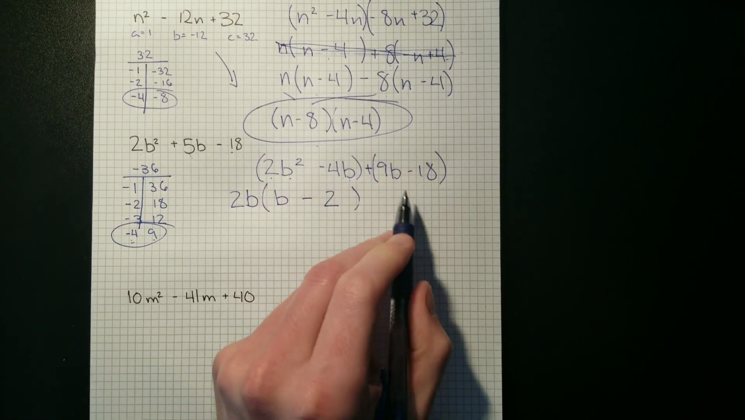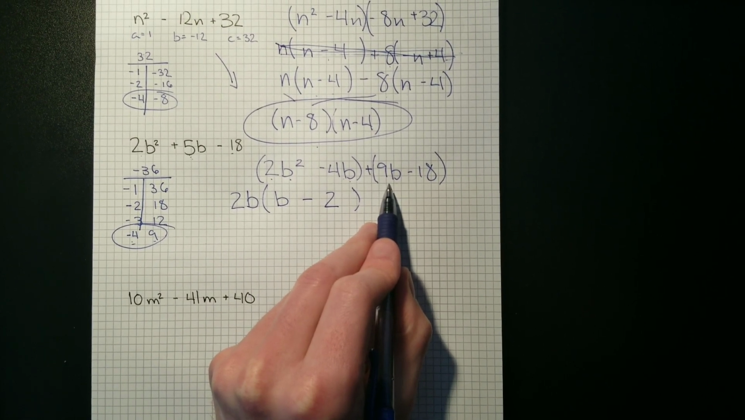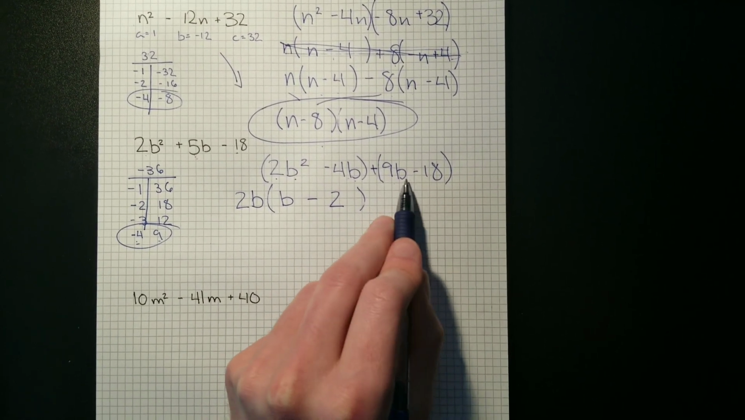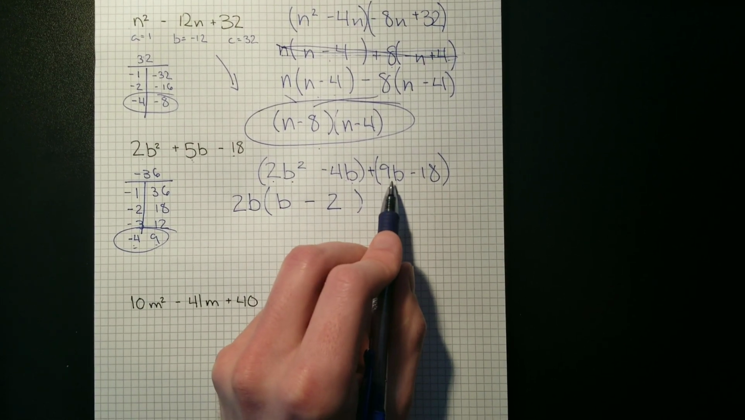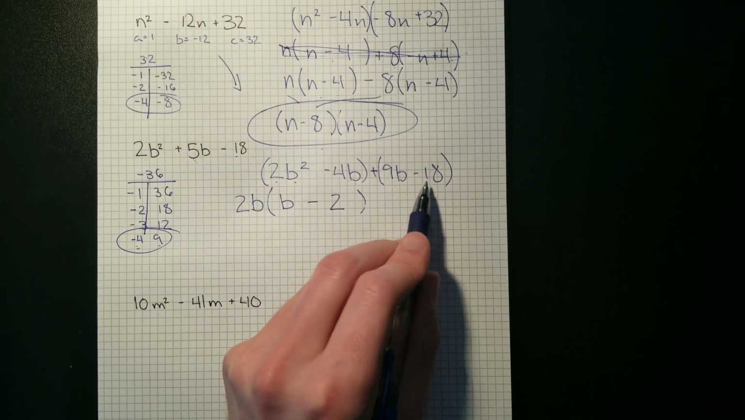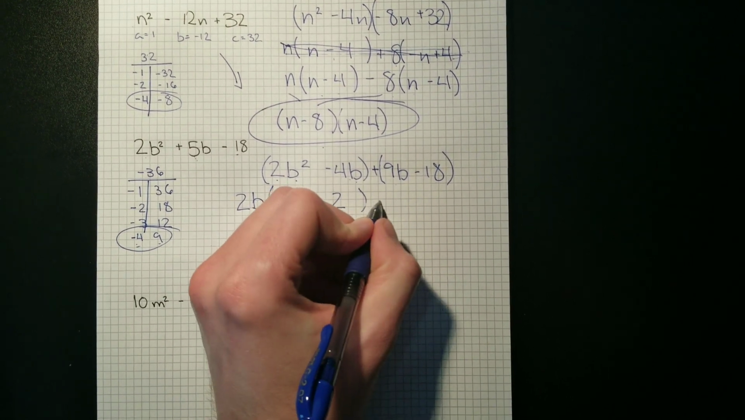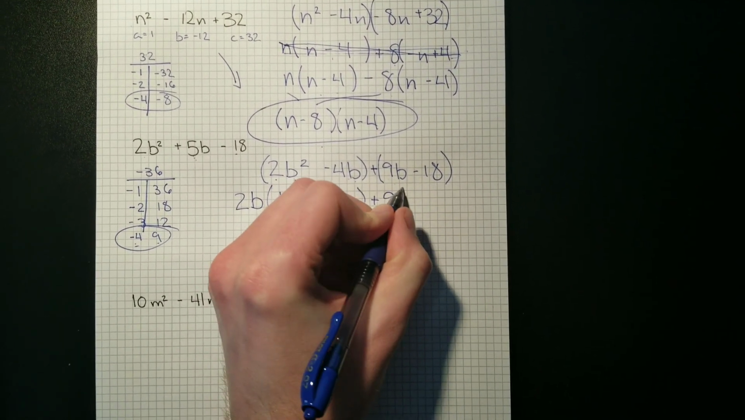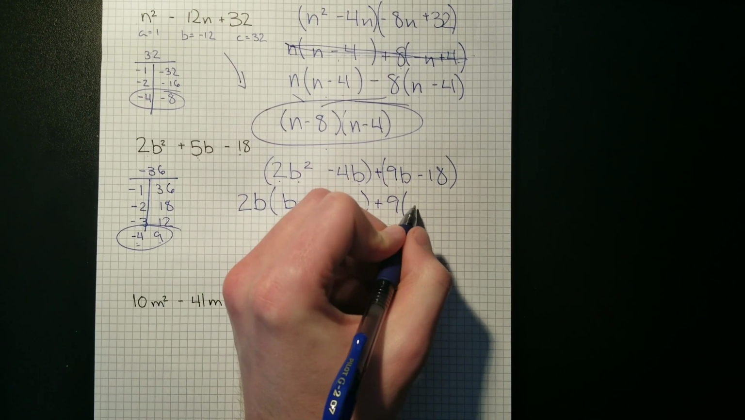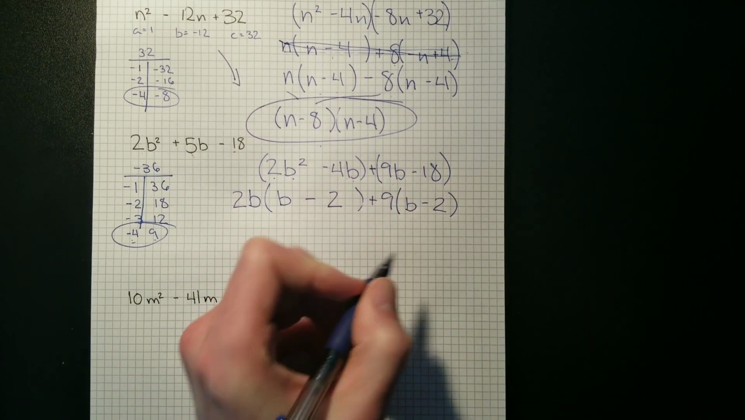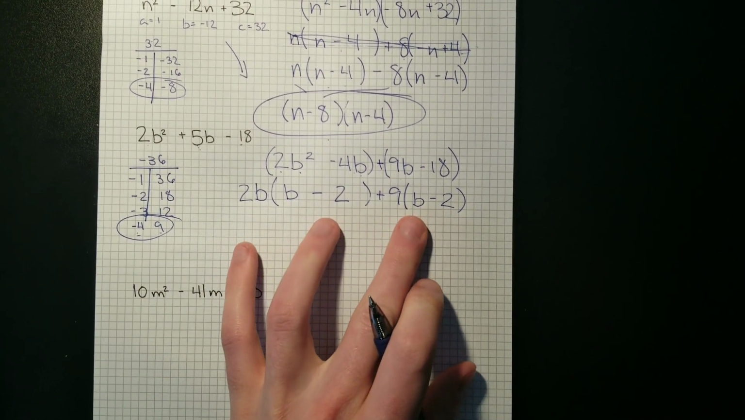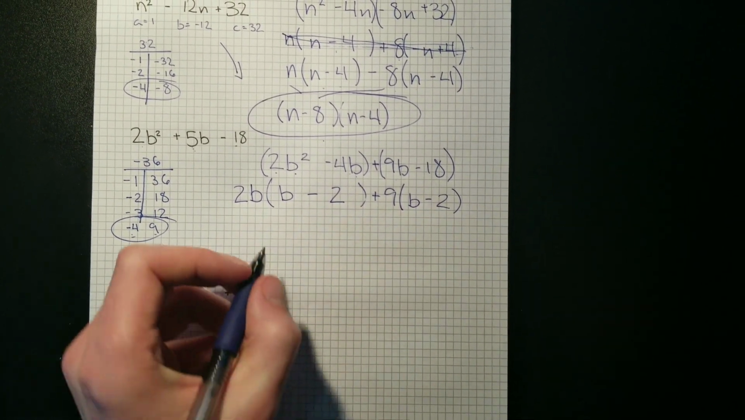Over here, I can take out of the 9b and the negative 18, I can't take b out of both of those. I can't take the variable out, but I could take out a 3, or even bigger than that, a 9. 9 goes into 9 and goes into 18. So we'll take out a 9. 9b divided by 9 is just b. Negative 18 divided by 9 is negative 2. So are those equal to each other, b minus 2 and b minus 2? Yes, those are. Very good.